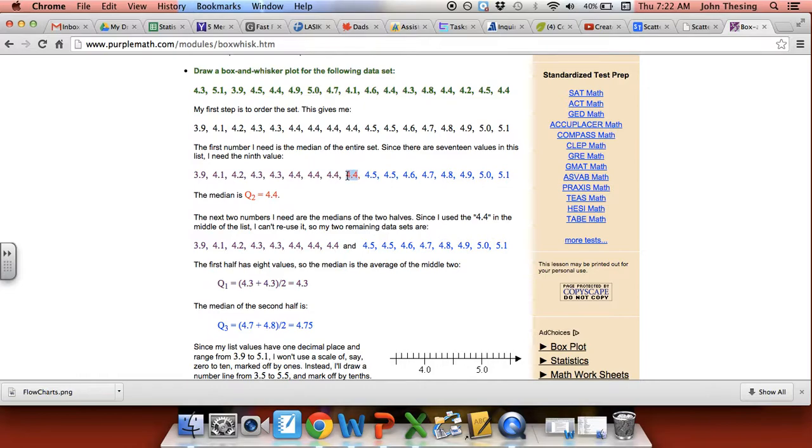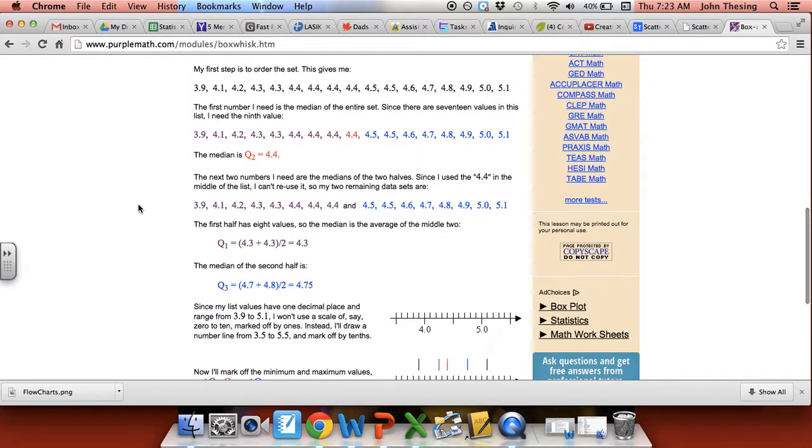The median is either the number that's exactly in the middle, or if you had two numbers in the middle, let's say that 4.4 and 4.5 hypothetically were both in the middle, you would take the average of those two. So you would add them up and divide by 2. But in this case, the median is 4.4. It falls exactly in the middle. So we'll call that Q2, and what that means is the second quartile. I'll explain the quartiles here in a minute.